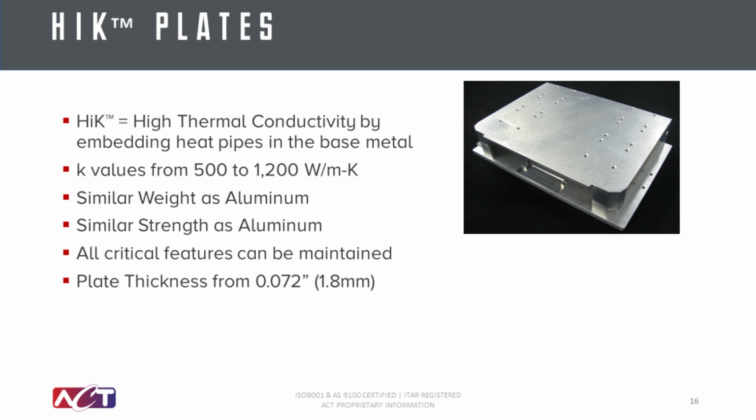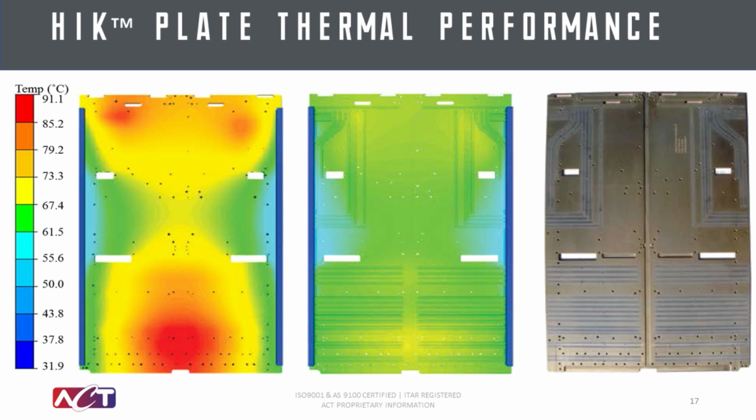Since we are embedding these heat pipes into these plates, we're bending and flattening them in ways to avoid all critical mounting features and ancillary features. And we can make these plates as thin as we can make a heat pipe, which is about 1.8 millimeter.